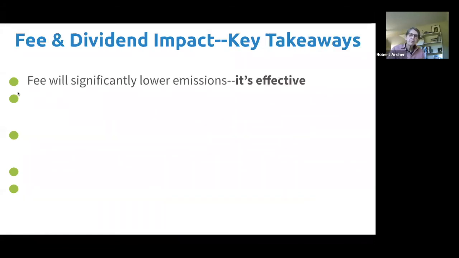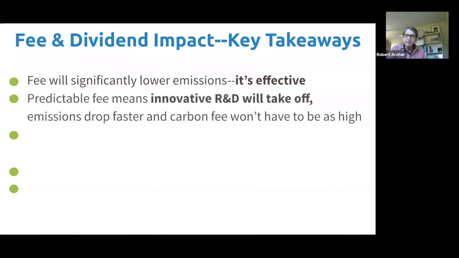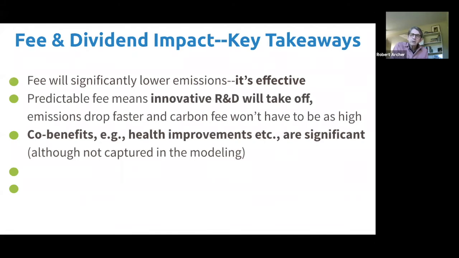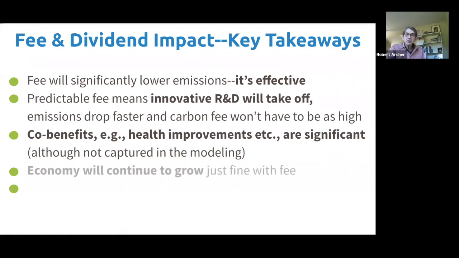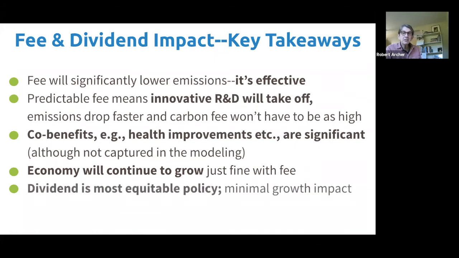So there are five main economic takeaways. First, the fee is effective. Second, innovation will take off, as shown by Nobel economist Paul Romer. Third, health benefits, local pollution reduction, and other co-benefits not captured in the modeling will be significant. Fourth, the economy will continue to grow just fine. And fifth, the dividend is the most equitable policy.